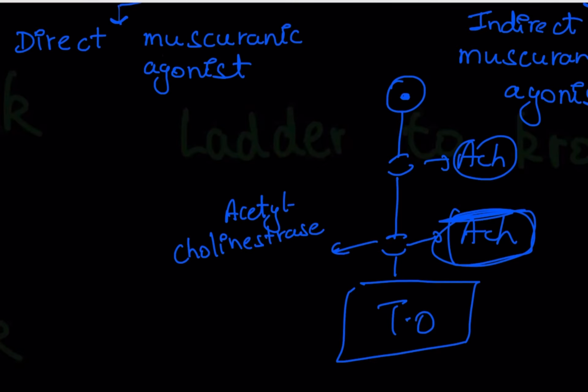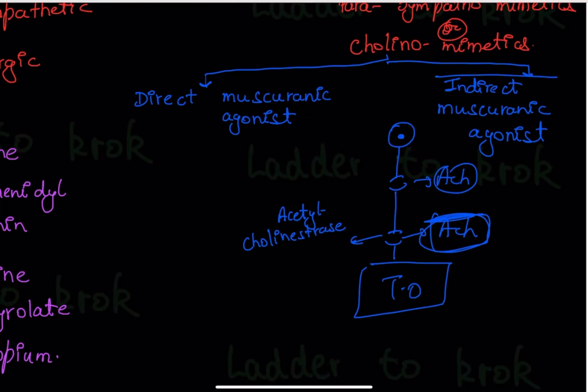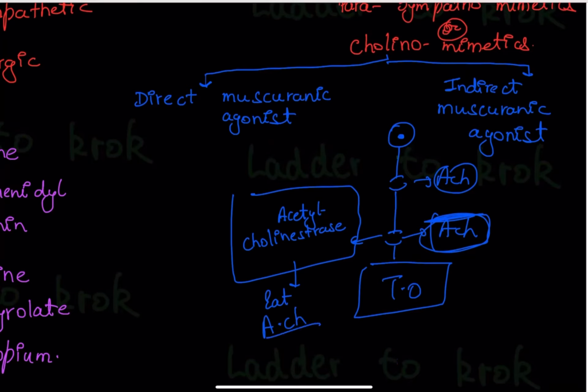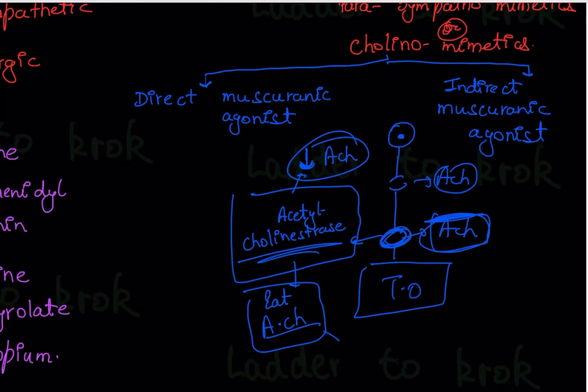So what do these indirect muscarinic agonists actually do? They block this enzyme, acetylcholinesterase. Do you know the function of acetylcholinesterase? It basically eats acetylcholine, so obviously it will decrease the acetylcholine in the synapse. But in the parasympathetic system we need more acetylcholine. We are discussing agonists, meaning activators, so we need more acetylcholine, so we block this enzyme with indirect muscarinic agonists. This is for your better understanding.